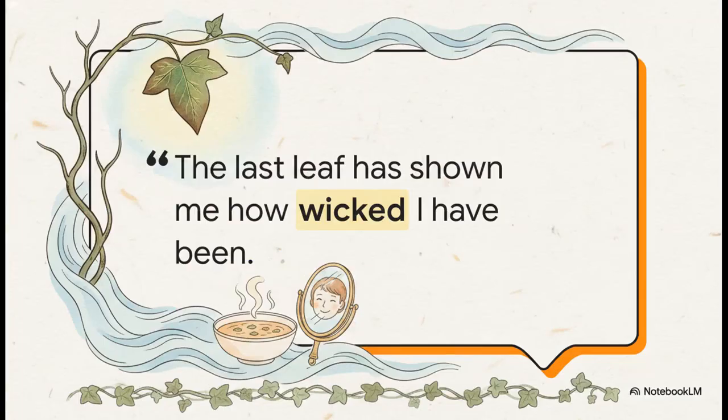This little miracle changes absolutely everything for our main character. Seeing that leaf stubbornly hang on creates a massive turning point for Johnsy. She lies there looking at it for a long time. And then she calls out to Sue. She finally admits, "The last leaf has shown me how wicked I have been." She realizes that giving up was wrong. She asks for some soup, she asks for a mirror to comb her hair, and she smiles. Her will to live has finally returned.